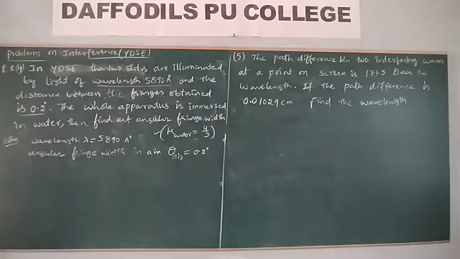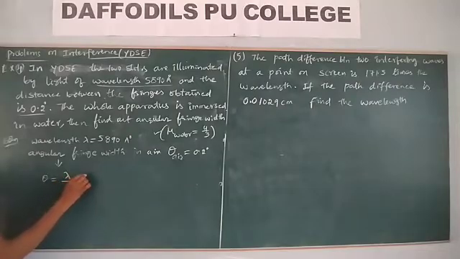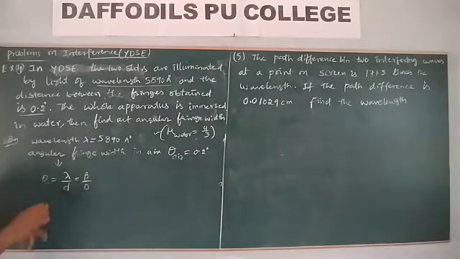I hope you understood in the last class what happens when the whole apparatus is immersed in water or in a liquid. The wavelength will be decreased. So what happens to the fringe? Remember, what is the formula for angular fringe width? Theta is equal to lambda by small d, or beta by capital D. According to the information given we don't know beta or D, so you need to take lambda by small d.